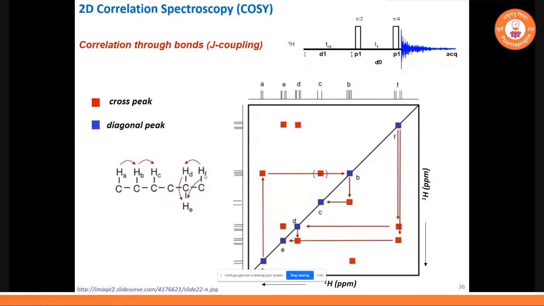Similarly, here D and F are correlated. You can see here D and F are correlated. Similarly, F and E are correlated, and D and E are correlated, whereas C and D are not correlated. So by running just a 2D spectrum, we'll get the backbone assignment. We can assign this molecule, who is my nearest neighbor, in one shot. That's the advantage of 2D NMR. In one shot, we can assign this molecule, whereas in 1D NMR it's very difficult. You have to find the J couplings and all. But here it's crystal clear. That is the advantage of 2-dimensional NMR.